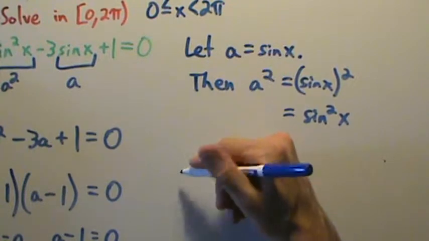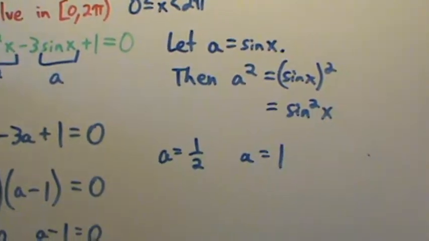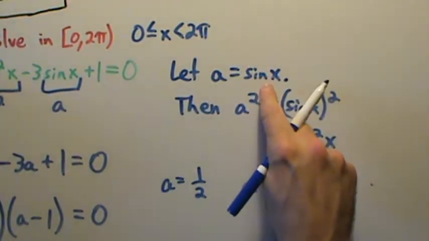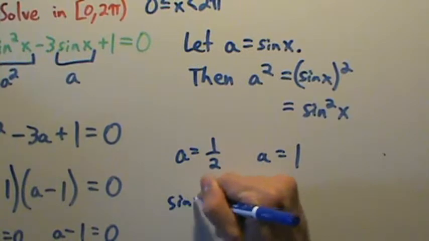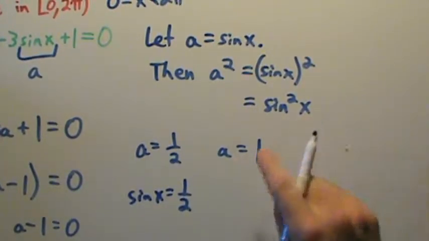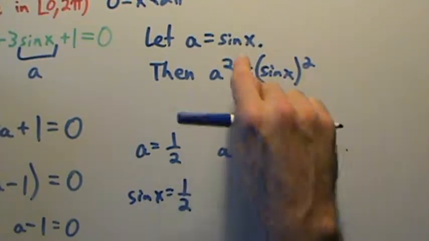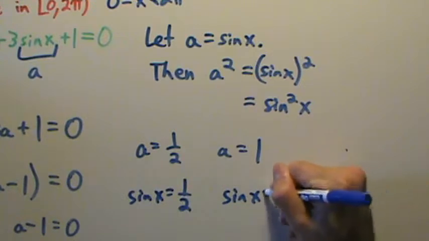So let's come up here now. A equals 1/2 and a equals 1. Okay, but a is the sine of x. So if a is 1/2, then the sine of x is 1/2. Okay. Also, a equals 1, but a is the sine of x. So if a equals 1, then the sine of x equals 1.